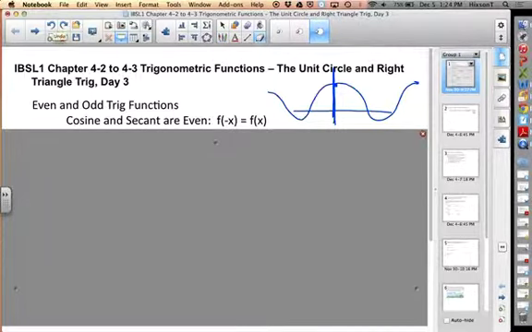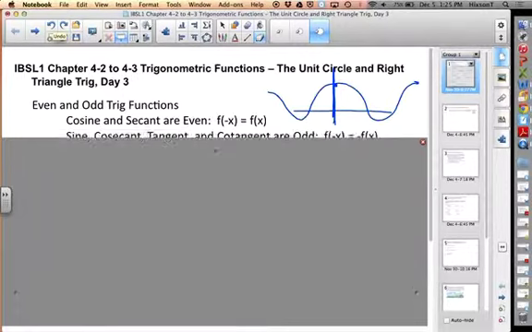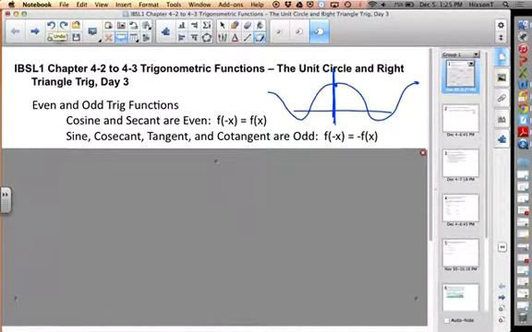Now, the odd trig functions are the other four. Sine, cosecant, tangent, and cotangent are all odd. What that means is when you take f of negative x, you get the opposite of what you'd get for f of x. This one actually looks like a rotation of 180 degrees.